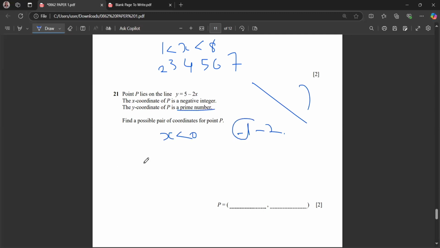So we'll just start with the first negative number. So y is equal to 5 minus 2 times negative 1. In the place of x, I have substituted negative 1. That means 5 minus 2 times minus 1. A negative number minus a negative gets a positive answer, right? So it becomes plus 2. 5 plus 2 equals 7. Now 7 is a prime number. So you have got a point which satisfies the equation, that is on the line y equals 5 minus 2x, and the x coordinate is negative and the y coordinate is a prime number.